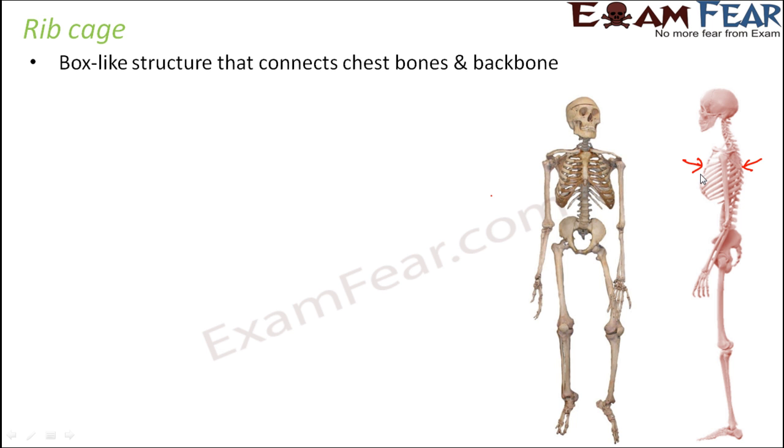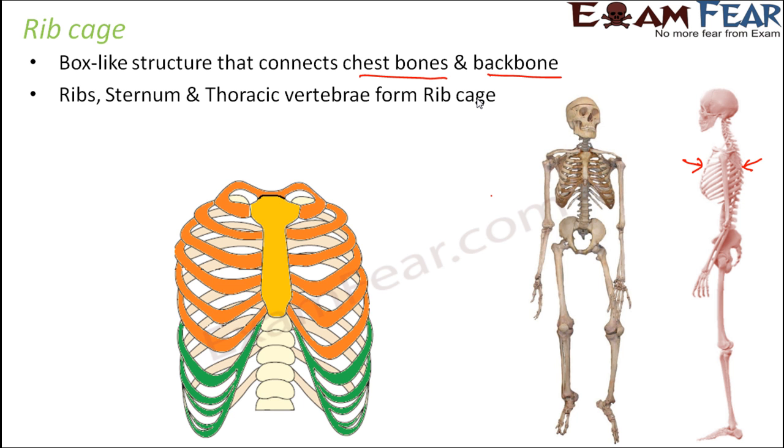It is like a box inside which you have organs which need a lot of protection. So important organs of our body are kept inside this rib cage. This protective box-like structure connecting the chest bones with the backbone is called rib cage. Rib cage is made up of many bones.